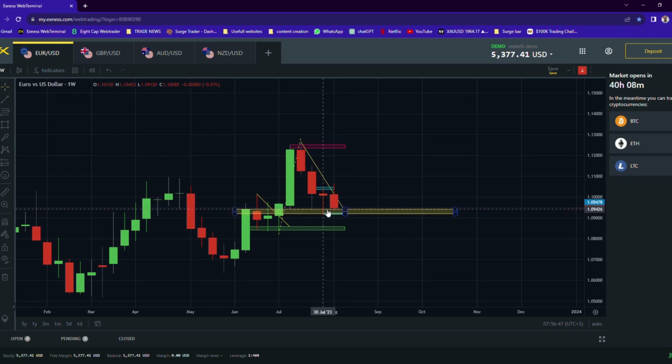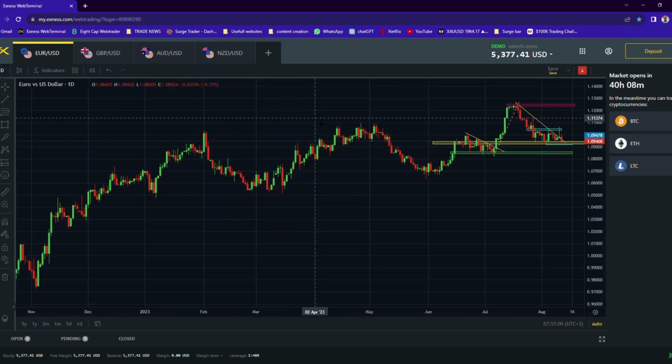Now it's trying to create a change to the upward side, but we have to wait and see how the market plays out in the following week. So let's try to look into the 1 day and see how that looks.